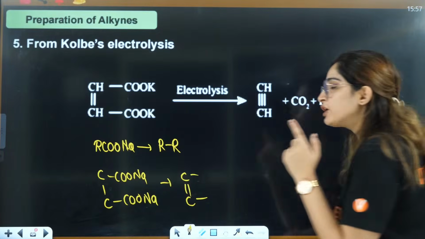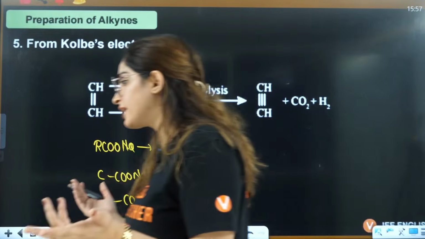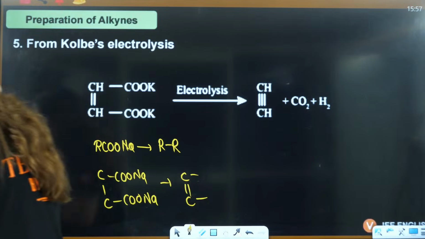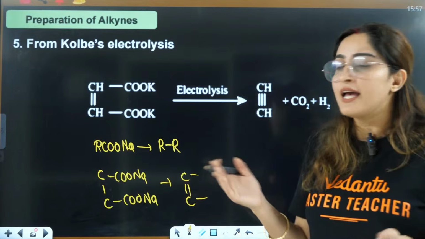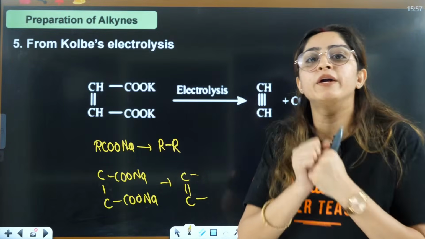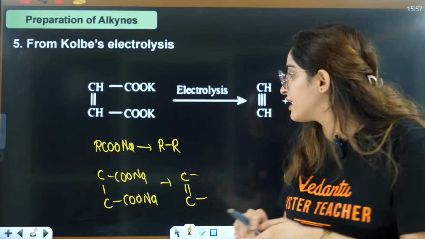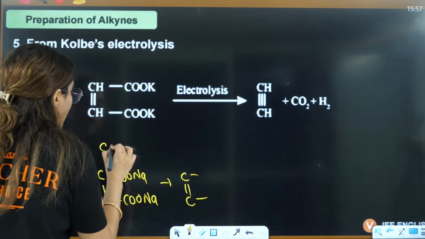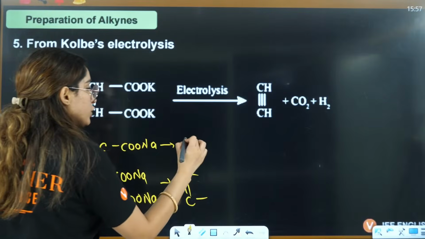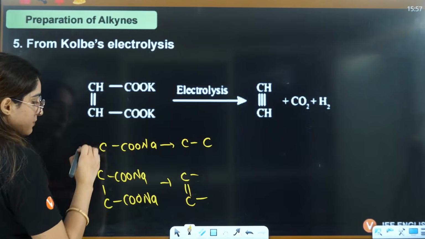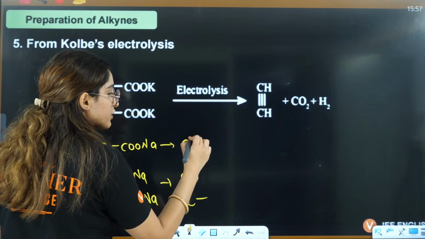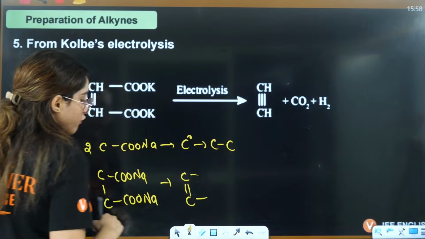But do you remember, in Kolbe's electrolysis, it's a free radical mechanism. We already did this in alkanes and alkenes. For alkane, you just have to make a bond between carbon and carbon. Here we have a carbon with COONa, if you want to make alkane, you will add carbon and carbon. Two of these will form free radicals, and C-C will be formed.